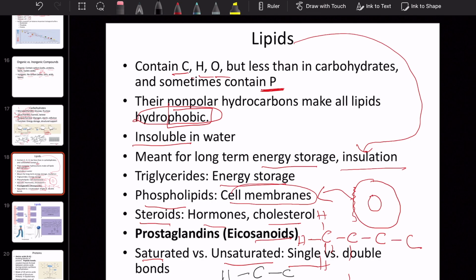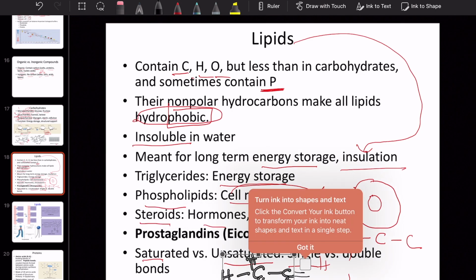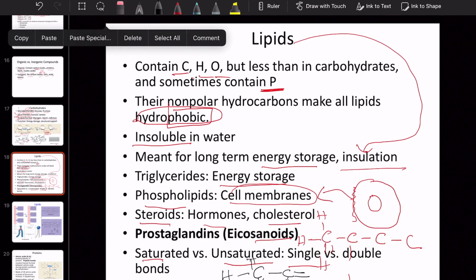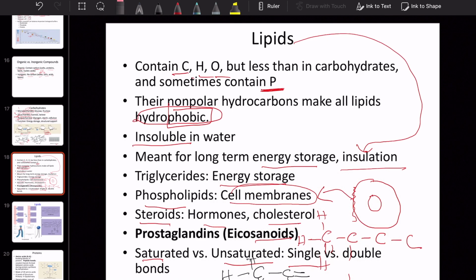For example, see here, everything is saturated, but it should have a double bond. So here, this one has to be removed. I can have one more. Hold on.